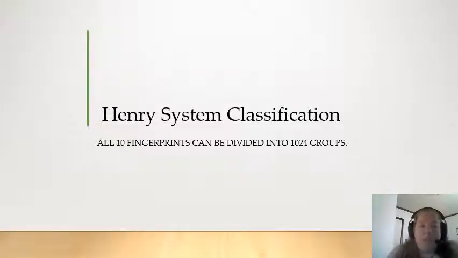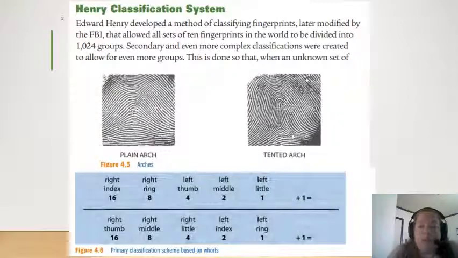I will be explaining to you the Henry system of classification. He came up with this system to help break down your fingerprints into subgroups. The gentleman's name was Edward Henry, and he developed this classification system, which was later modified by the FBI.